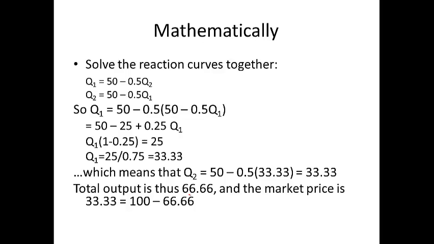Now mathematically, we can get the answer by simply solving the reaction curves together. So here's firm 1's reaction curve, and here's firm 2's. We can solve them together by plugging in Q2 right here, and we have just a little bit of messy algebra, not too much. We get that Q1 equals 50 minus 25 plus 0.25 times Q1, or that Q1 times 1 minus 0.25 equals 25, or that Q1 equals 25 divided by 0.75, or that it equals 33.